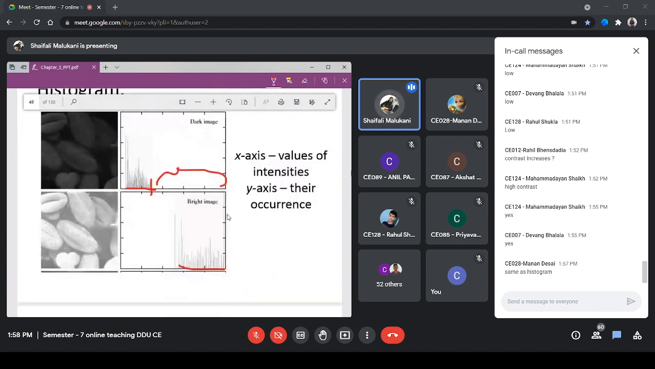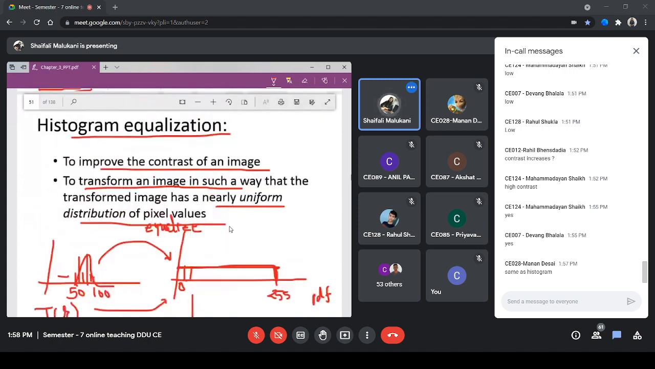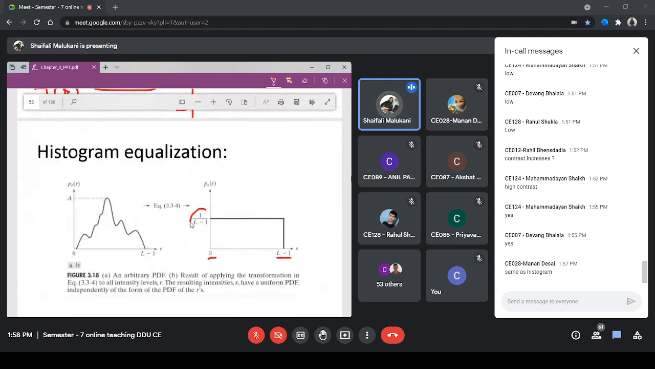Now if I say I want a uniform histogram, that means my PDF, the probability of occurrence, is also going to be uniform. If it is uniform probability, then the probability of occurrence will be 1 divided by B minus A, that is 1 divided by this minus A. But this is 0, so it is 1 divided by L minus 1. So what is my requirement? Earlier, the probability of occurrence of different intensity was different. Now I want the probability of occurrence of different intensity to be the same.